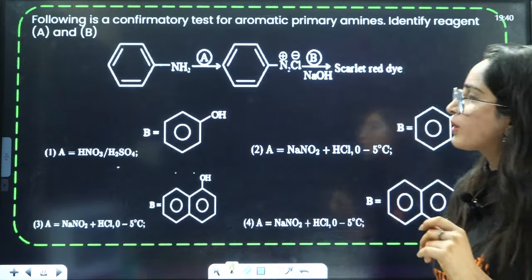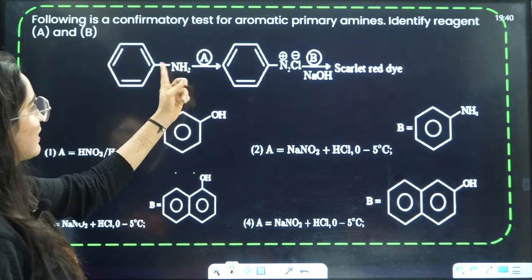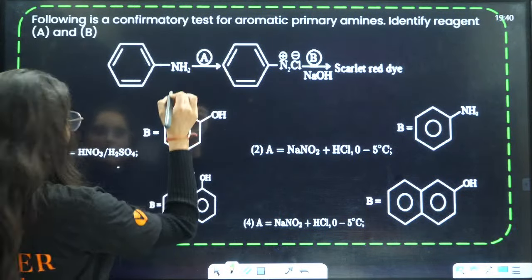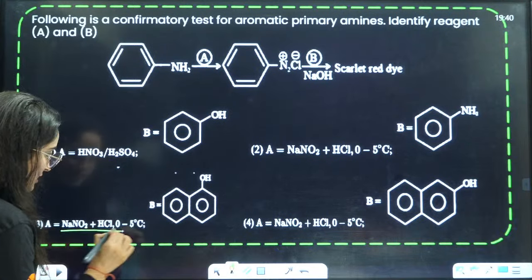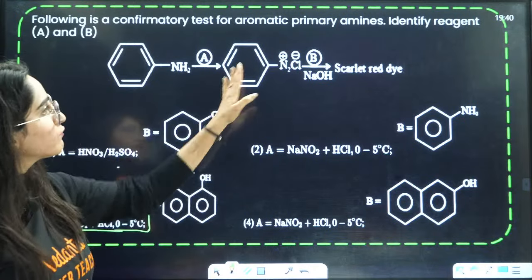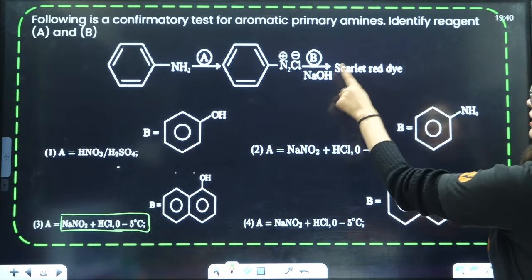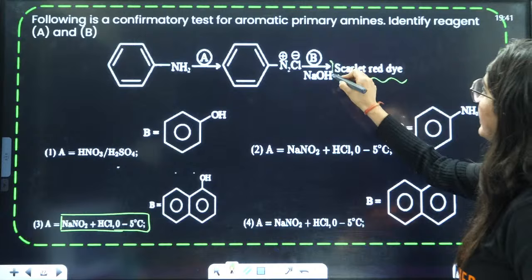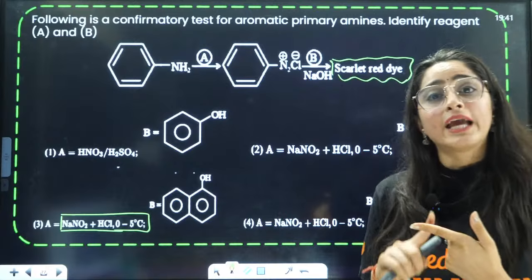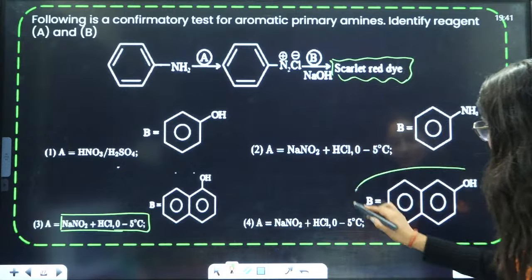So let us see what is going to happen here. When you have NH2 and you have A, you are making N2Cl. That means here you are using NaNO2 HCl at 0 to 5 degrees Celsius. That is the reagent to make diazonium salt. Once you have formed the diazonium salt, then you are using B, then you have scarlet red dye. Now with phenol you had orange dye, with aniline you have yellow dye. What is this scarlet red dye? That is formed by this compound.